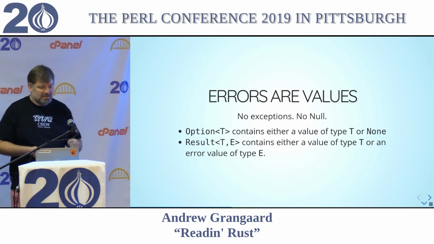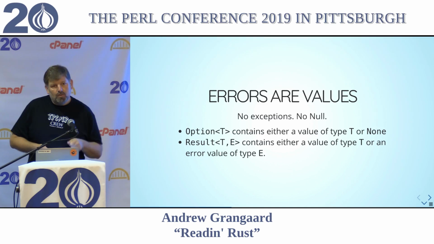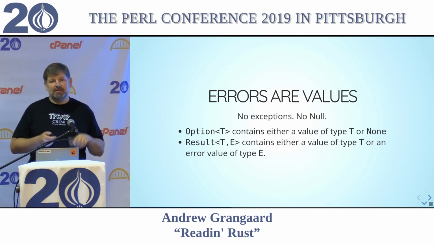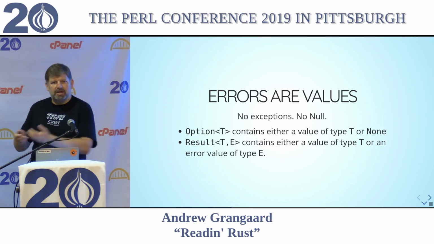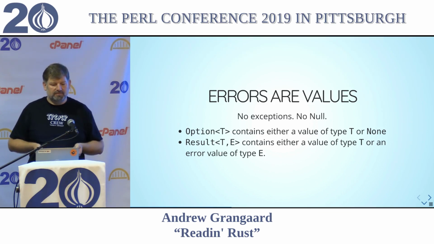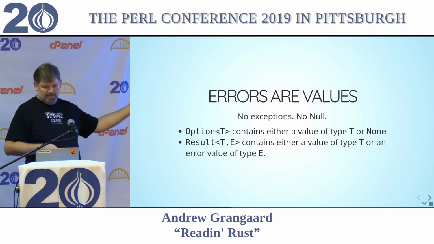So there's no exceptions, there's no null. What happens is if your function might not work, instead of returning a type T, you're going to return an option type T, which is either some value that worked or none to say it failed. And if you want to be more explicit about what your error was, you have a result type.